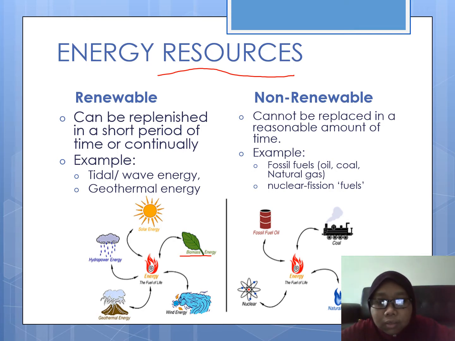Okay, and then another one is non-renewable, means it cannot be replaced and it will be finished at a certain time. Okay, for example, we have fossil fuels that include oil, coal, and also natural gas, and also nuclear fission from fuel. Okay, so you can already see from the picture, coal is fuel for trains. And then we have natural gas. Natural gas is what is commonly used for cooking, petroleum, diesel. And then we have nuclear energy.